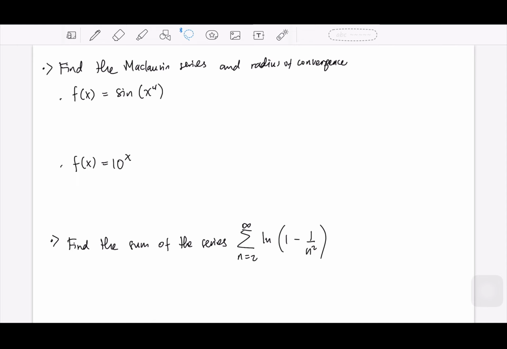I think for finding a Maclaurin series, you can either take the functions, take the derivative, second derivative, and make it the Maclaurin series, or use the reference. For example, for the first one, you can use the sine x and exchange the x within the series.